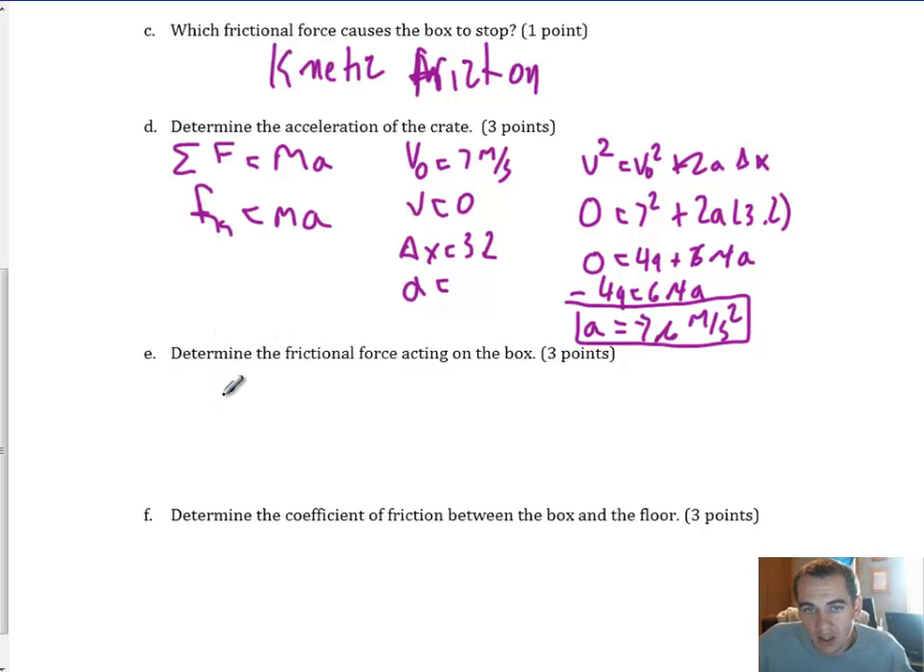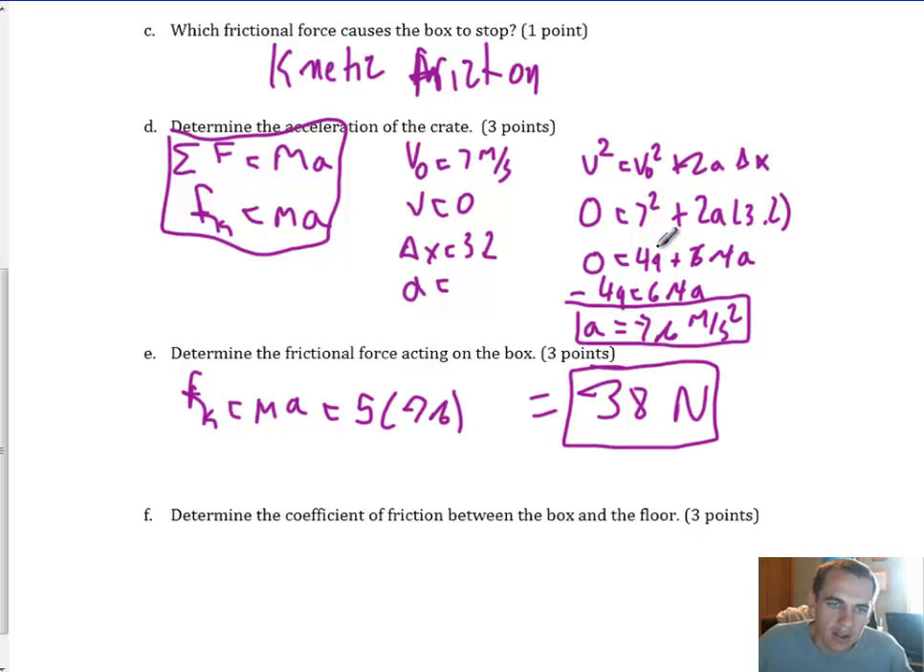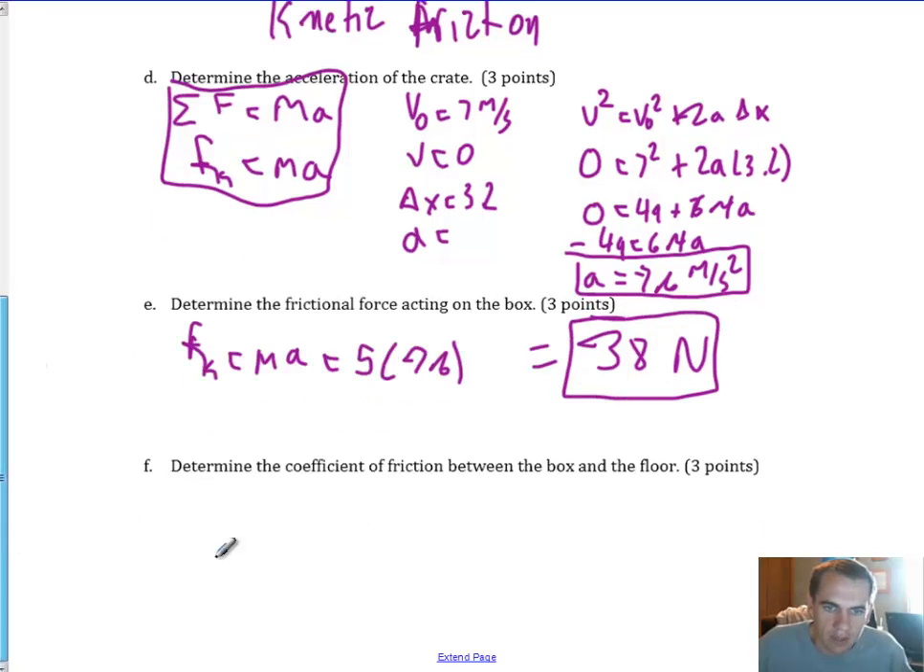Determine the frictional force acting on the cart. It turns out I didn't need this net force up here because I didn't have enough information. I didn't know the frictional force, I didn't know the kinetic frictional coefficient, but I knew all this information. However, now that I know the acceleration, that equation still works. Fk equals ma. This is now equal to 5 times negative 7.6, which equals about negative 38 newtons. And it's a negative 38 newtons because it's acting to the left, and to the left is negative in this problem.